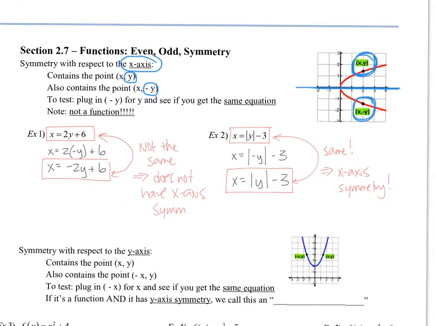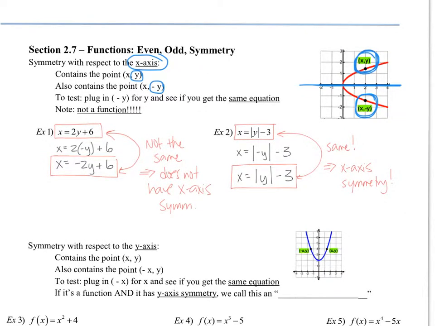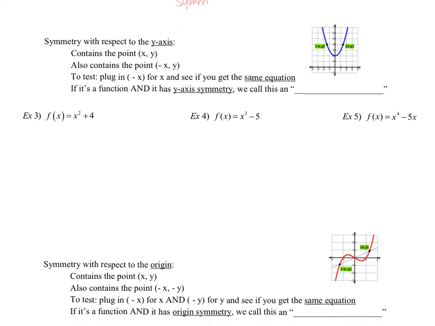Only other thing to think about in terms of x-axis symmetry is, if it has x-axis symmetry, it is not a function. I mean, here's your perfect example right here. That thing has x-axis symmetry, but it does not pass the vertical line test. So if it has x-axis symmetry, it is not a function. All right, let's move on to y-axis symmetry.